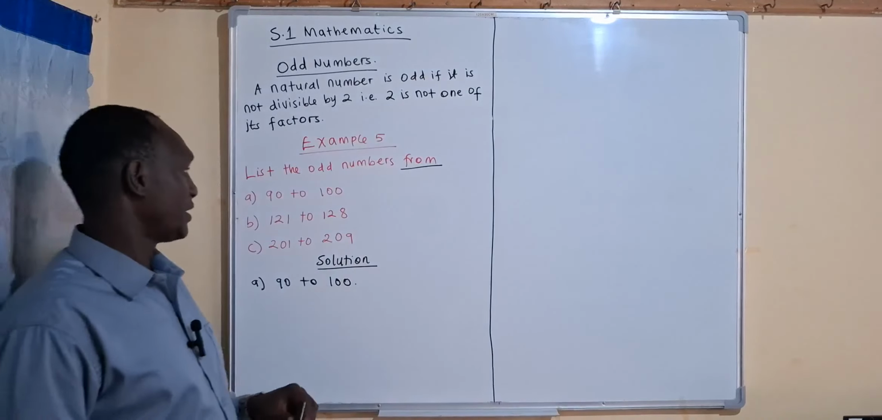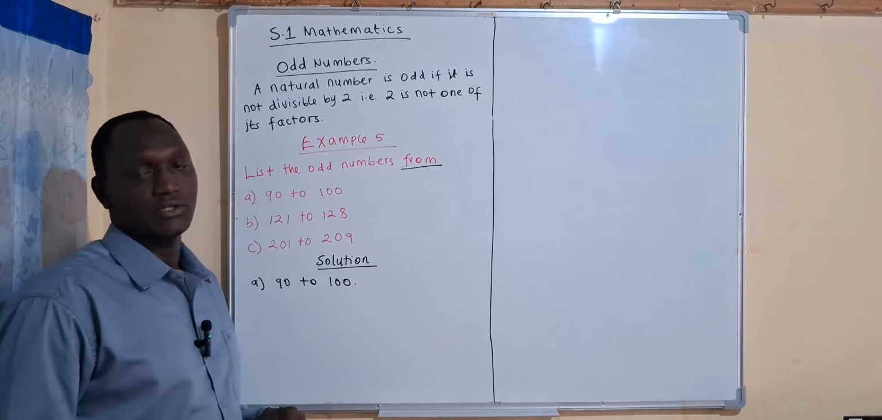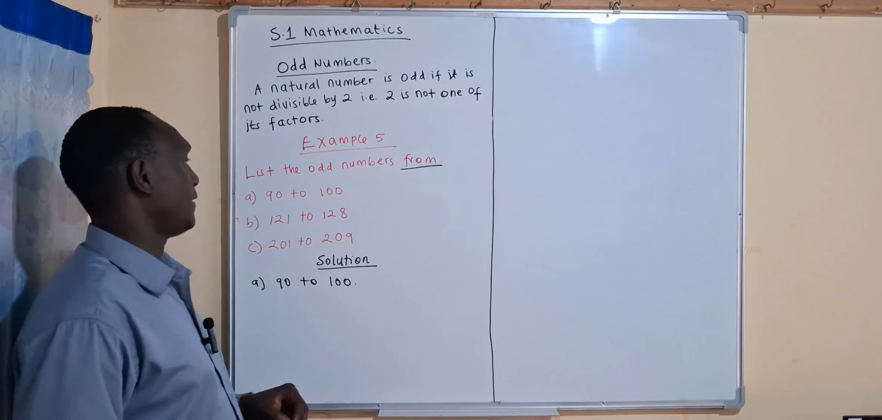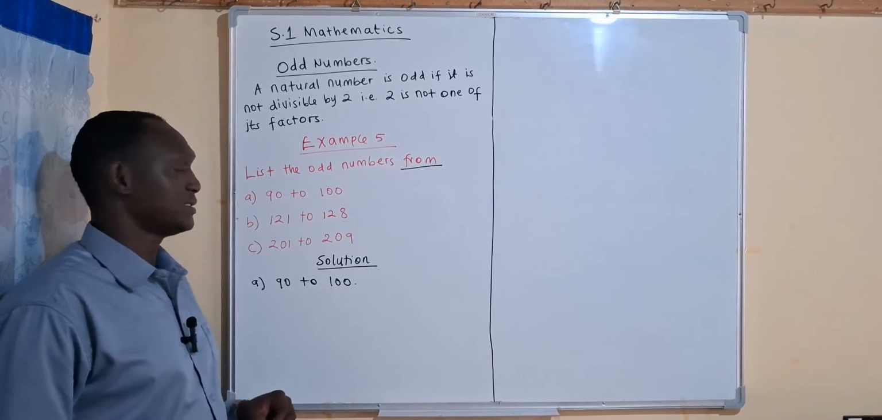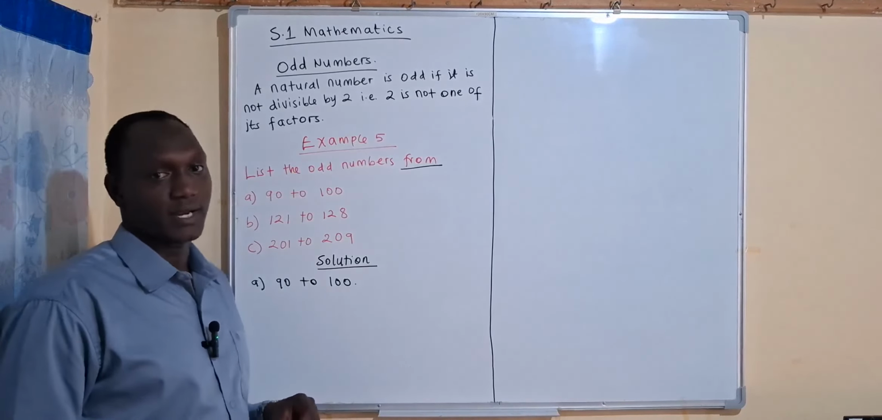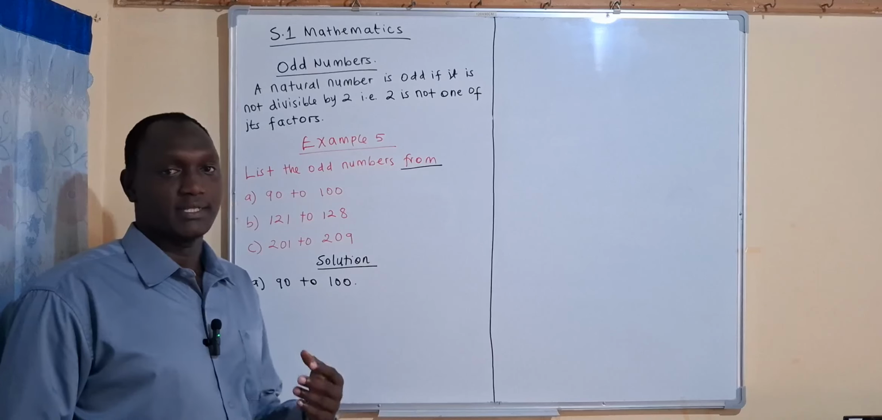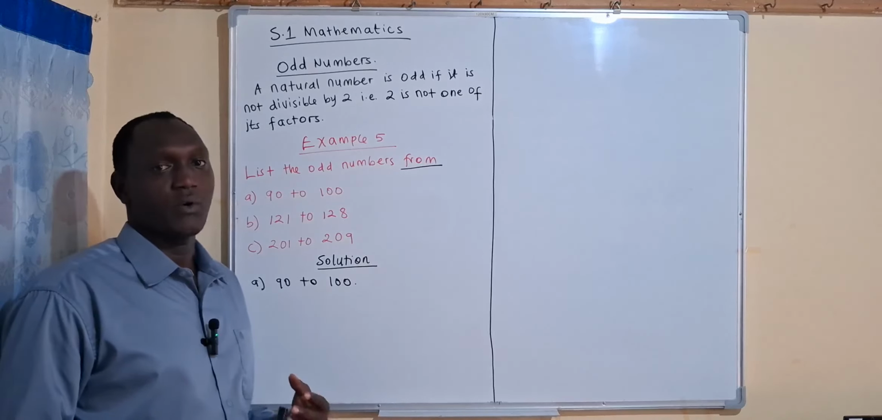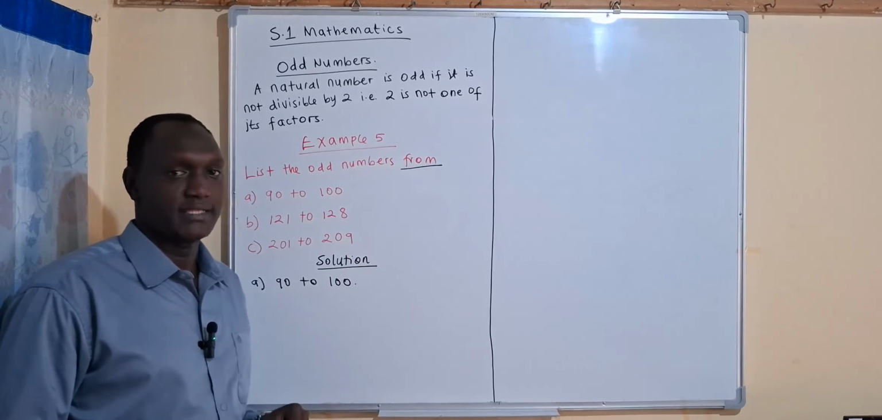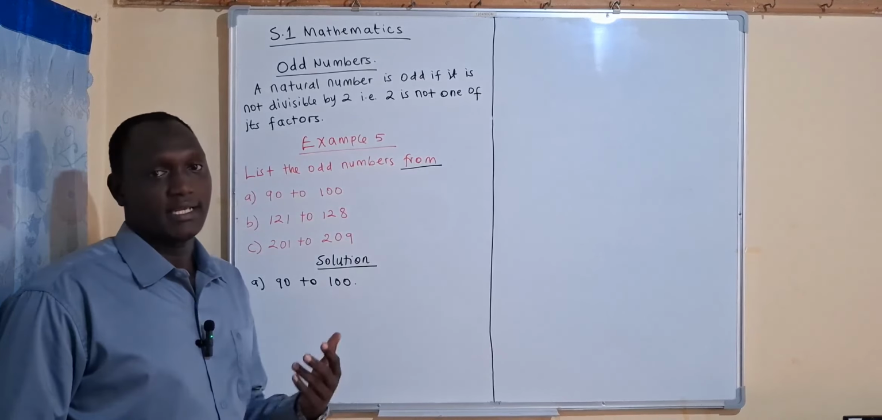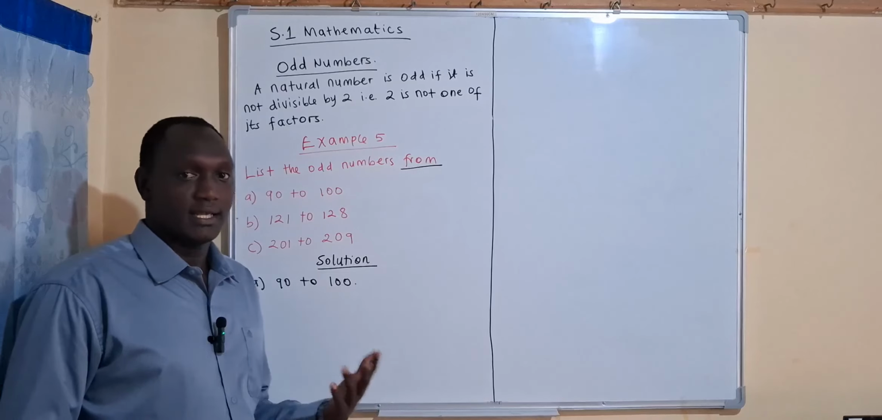So, when we look at example 5, it is telling us to list down the odd numbers from 90 to 100. To begin with, we normally start by listing all the natural numbers from 90 to 100, and then we look for the odd numbers in that set.